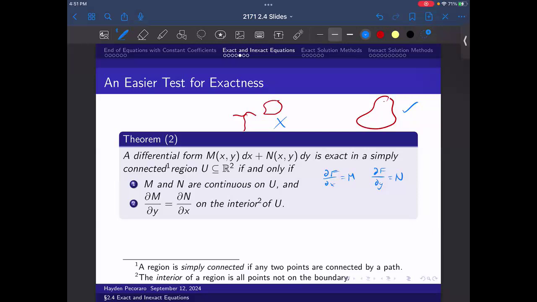If we now take the derivative with respect to y of this one, we're saying that the second derivative of f should be equal to dN/dx. Now the second derivative of f with respect to x after y. So we're saying that it shouldn't matter which direction you take the derivatives in. You take either x or y first, and you get the same thing out. And that is a good enough condition to get exactness.